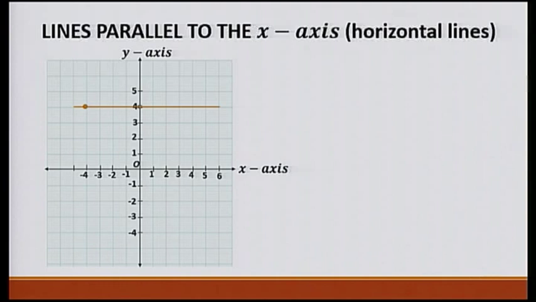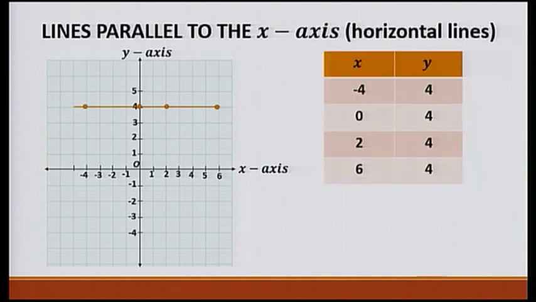-4, 4, 0, 4, 2, 4, 6, 4. These points can be written in the table showing the x-coordinate and the y-coordinate. You will notice that they all have the same y-coordinate, that is 4.